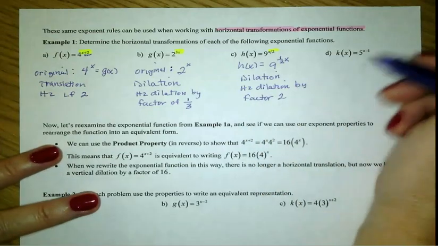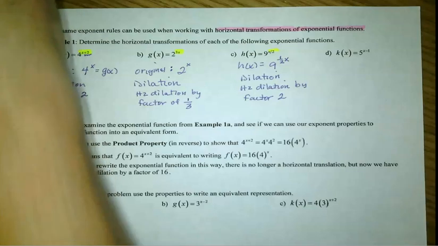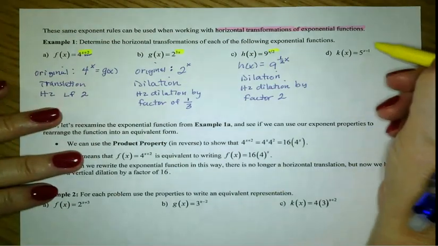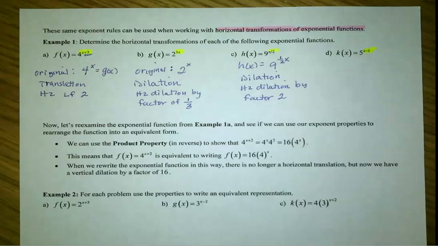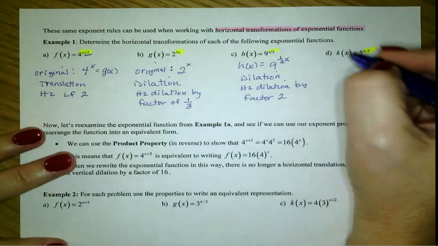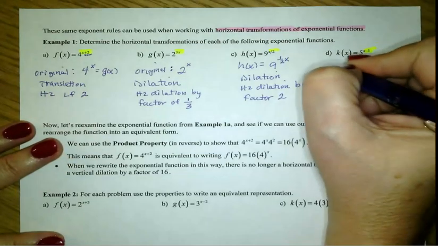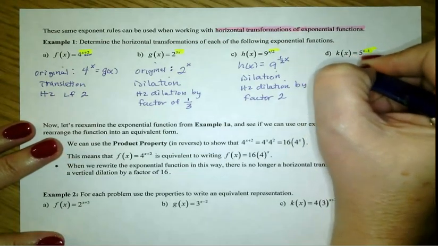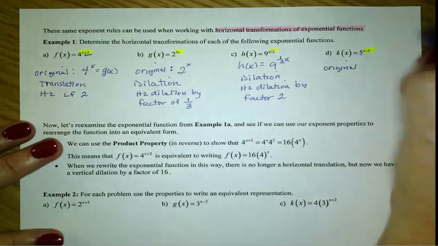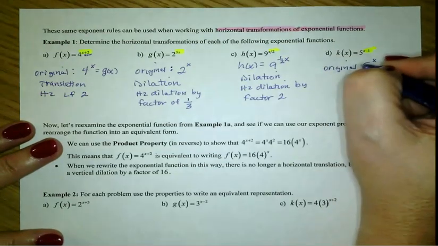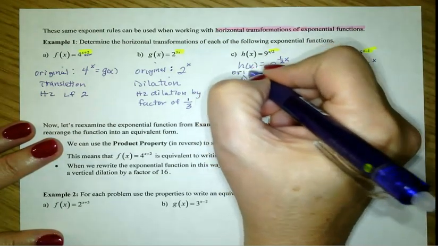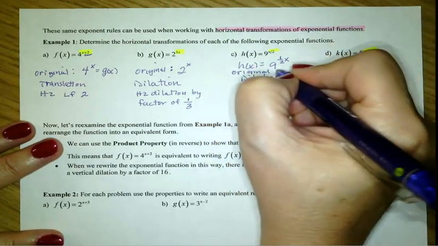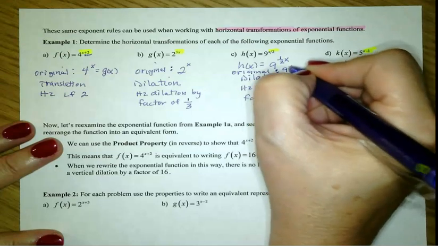All right, so let's move to this last one, k of x. So we're looking at what's happening in here. Okay, so there's my transformation. And so then we're going to figure out what's happening. So what was the original? And we can say that's 5 to the x. And I didn't actually write the original one on this one. Sorry about that, guys. Original would be 9 to the x.